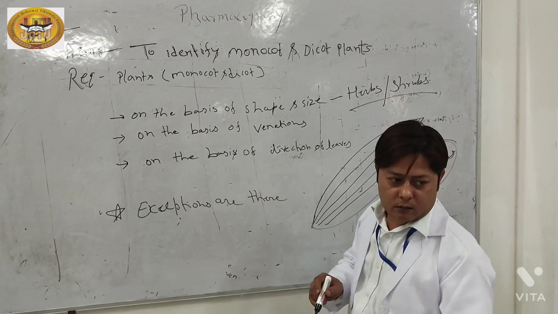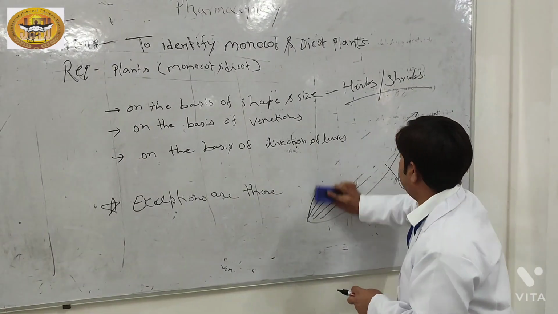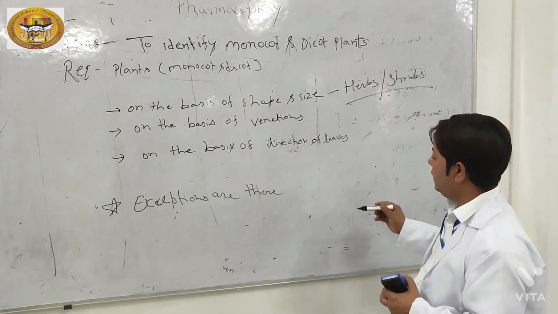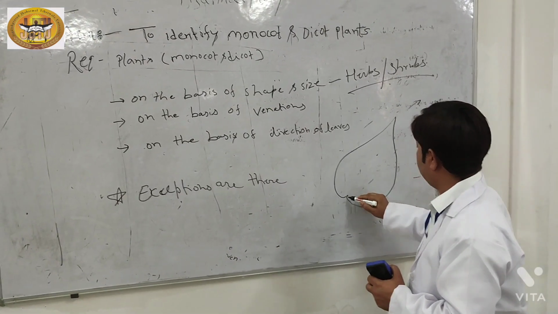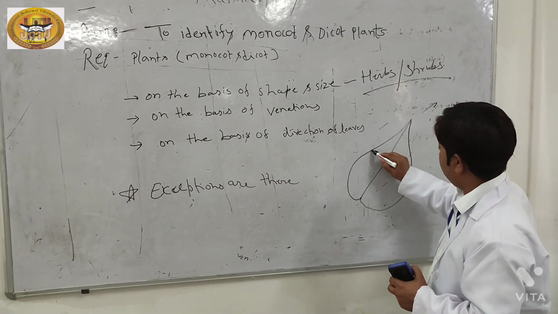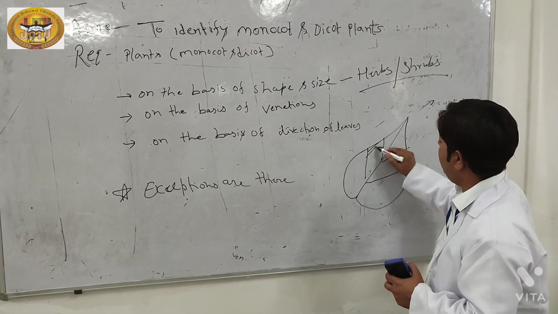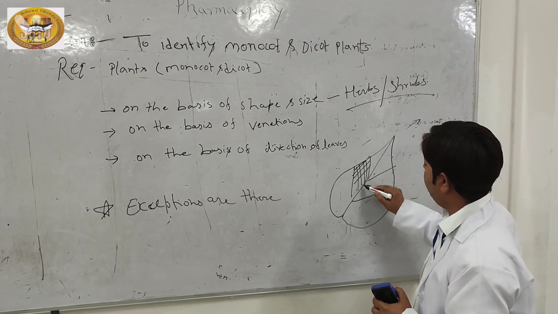Dicot plants. In dicot plants usually you will find structure in between two veins.